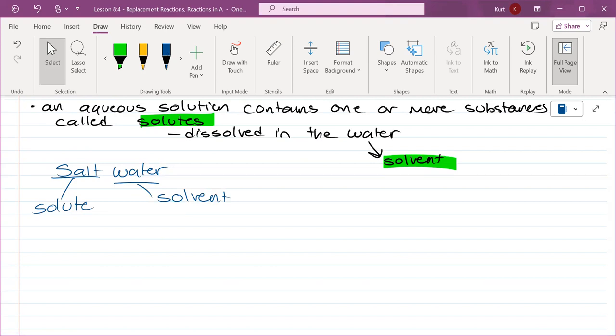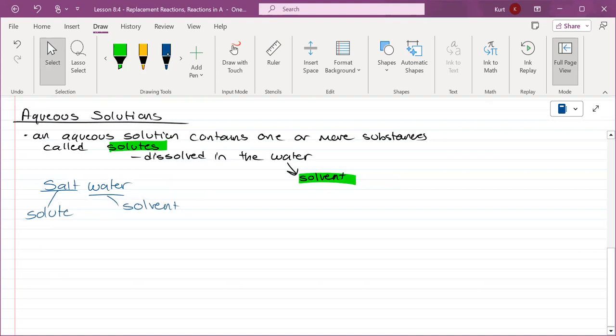Does anyone here drink coffee? You ever put sugar in your coffee? Does the sugar dissolve? So what's the solvent? The sugar or the coffee? The coffee is the solvent. The sugar is the solute. That's as plain as I can make it.